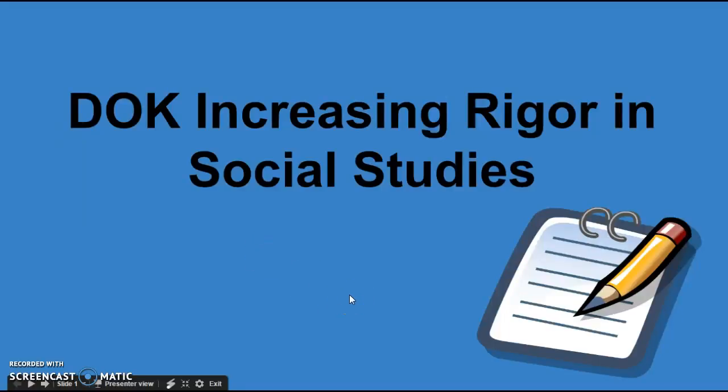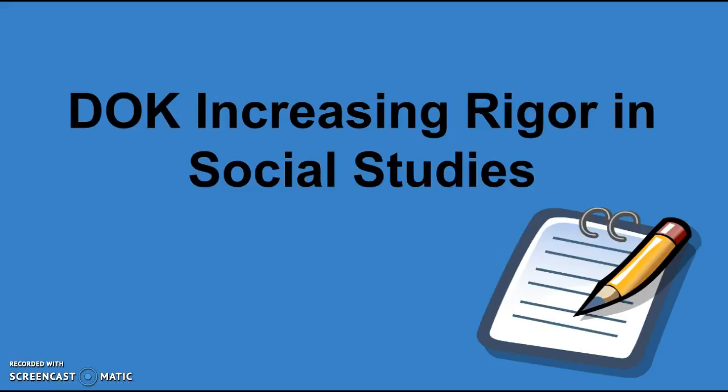Hey everyone, and welcome to DOK, Increasing Rigor in Social Studies. This is going to be a two-part series, so make sure once this video stops that you look for DOK, Increasing Rigor, Part 2. There's a couple things we're going to take a look at, and so if you don't have access to them already, please make sure you email me at allong@richland2.org so that you can get access to the cognitive rigor matrix and the descriptors form, because those two things will help you.